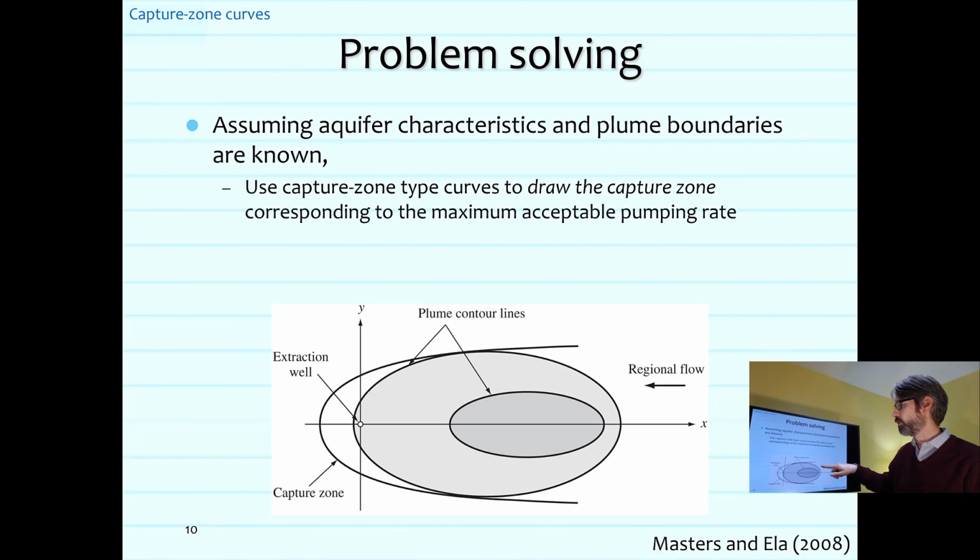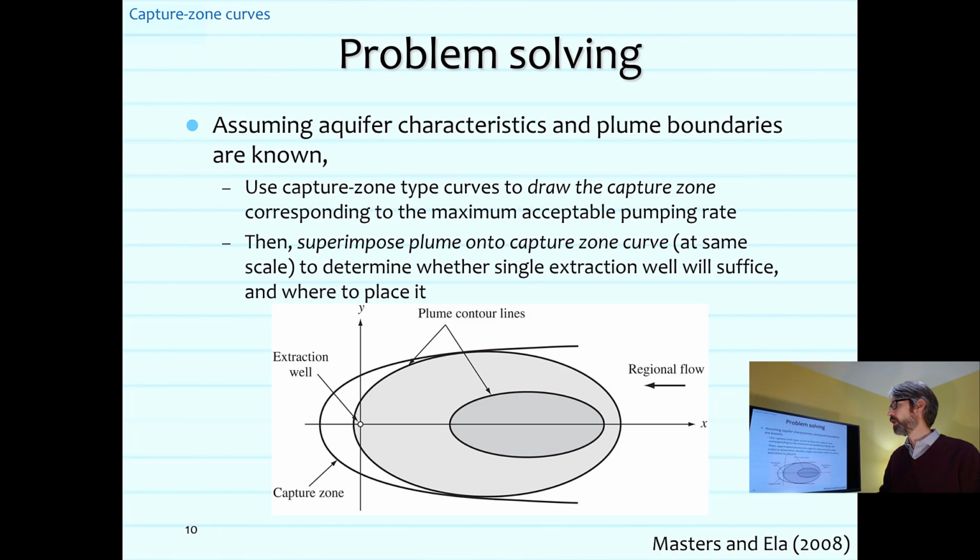Here's the direction of regional flow, of course. So this will draw out the entire plume as it's drawn here. And so as I just said, we superimpose the plume onto the capture zone curve at the same scale to determine whether a single extraction well will suffice and where to place it.